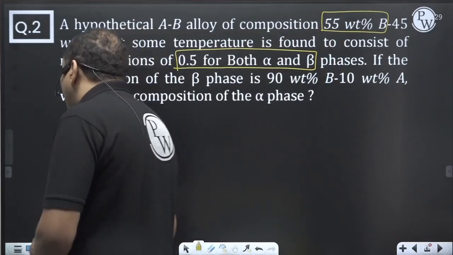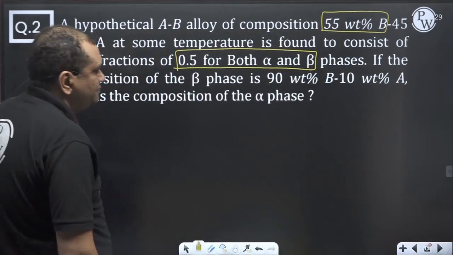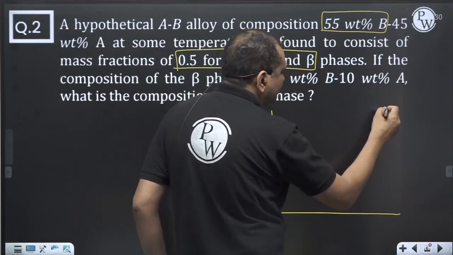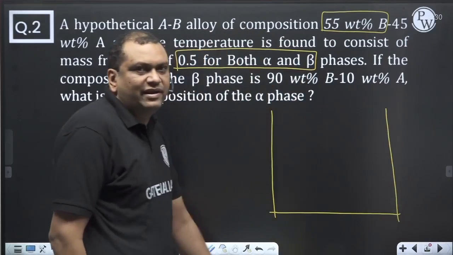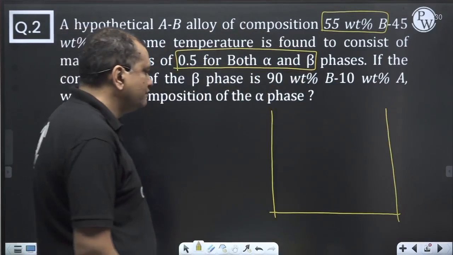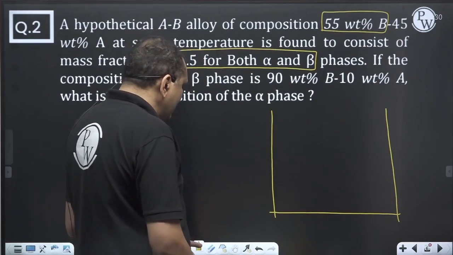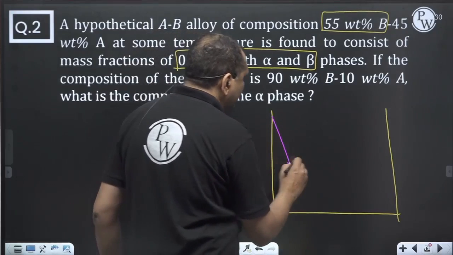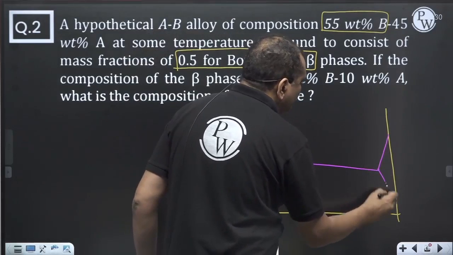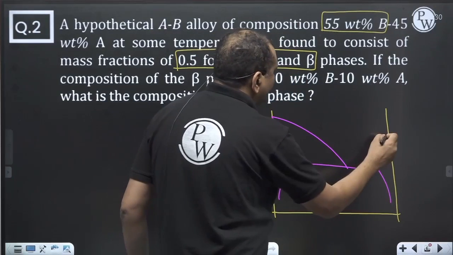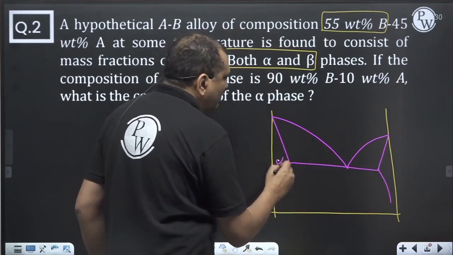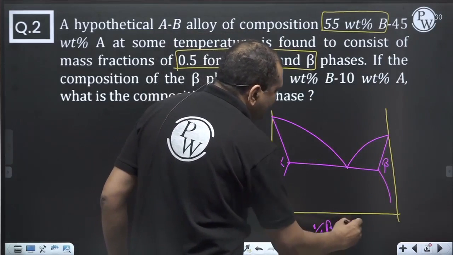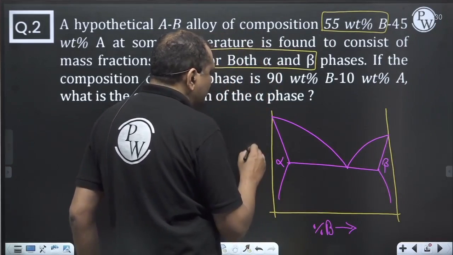Okay? So the phase diagram will appear exactly similar to the previous one. Alpha, beta, percentage B increases in this direction, temperature is on the y-axis.